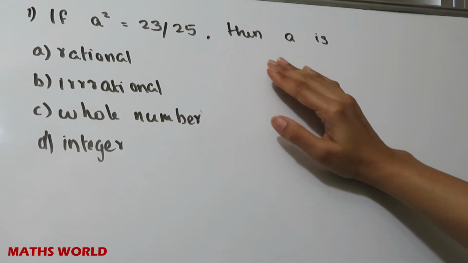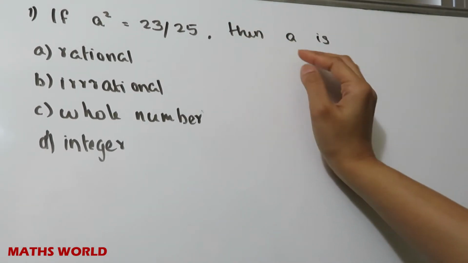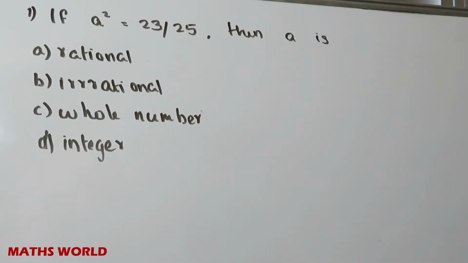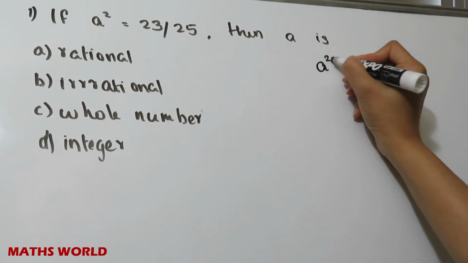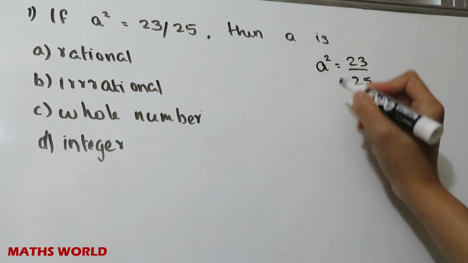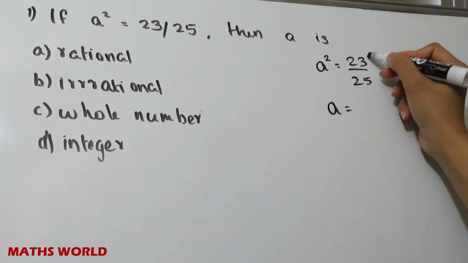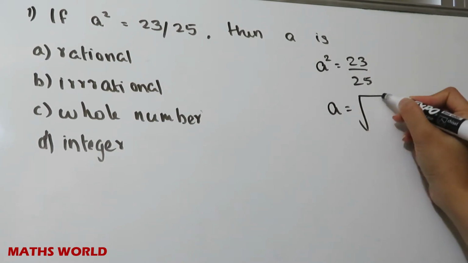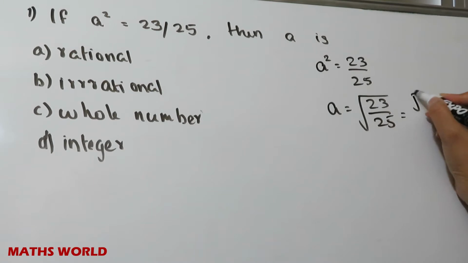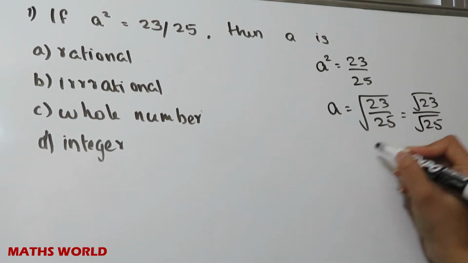First question: if a square is equal to 23 by 25, then a is rational, irrational, whole number, or integer. Given that a square is equal to 23 by 25, we need to find a. Then a is equal to root of 23 by 25, that is equal to root of 23 divided by root of 25.